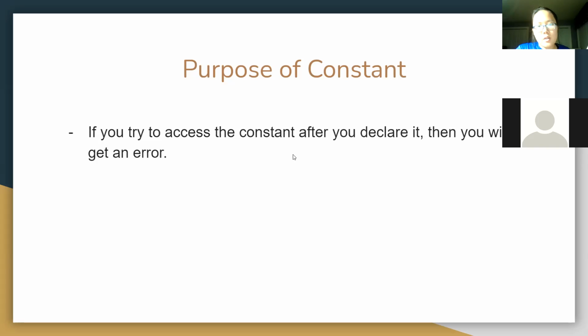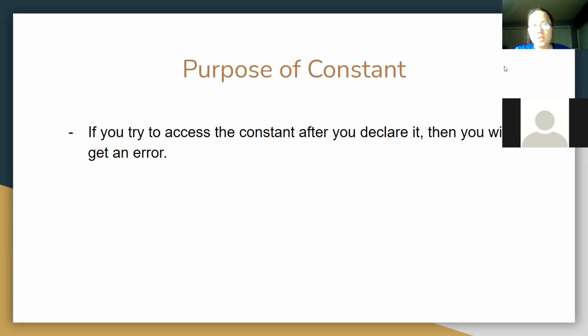Purpose of a constant. The thing with this is that if you try to change a constant after you declare it, like trying to change pi to, I don't know, 10, let's say, then you will get an error because it's not allowed. And it just acts as an error checking kind of thing for you.